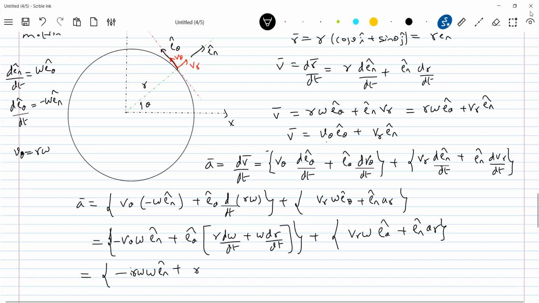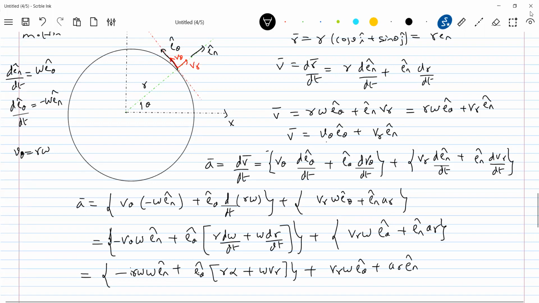Now, what is d omega by dt? We'll write that as alpha, no? So this will be one more step. I'll write it: e theta cap r into alpha, plus omega into Vr. How many terms are there? 1, 2, 3, 4, 5.